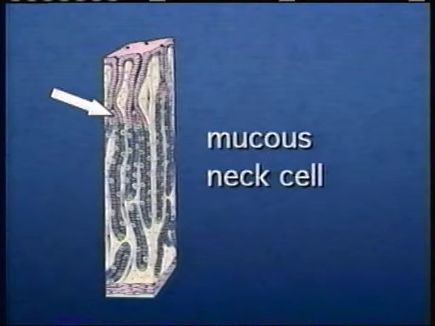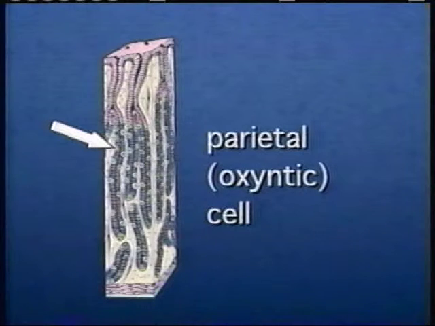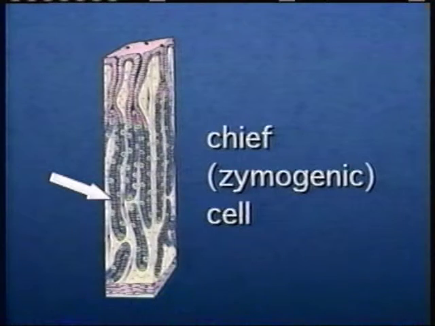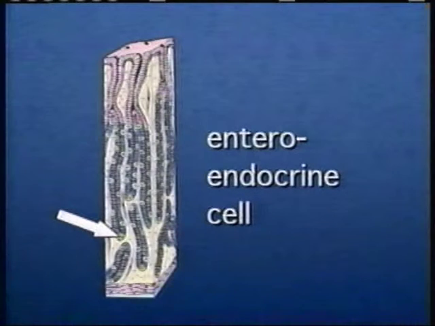These pits lead into the gastric glands where several cell types contribute secretions to the gastric juice. Mucous neck cells produce mucus. Parietal or oxyntic cells produce hydrochloric acid and intrinsic factor, and chief or zymogenic cells produce an inactive form of pepsin, a proteolytic enzyme. Other cells in the mucosa, collectively referred to as enteroendocrine cells, produce a variety of hormones which influence digestive processes throughout the GI tract.